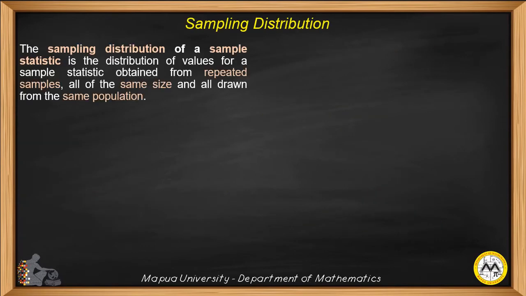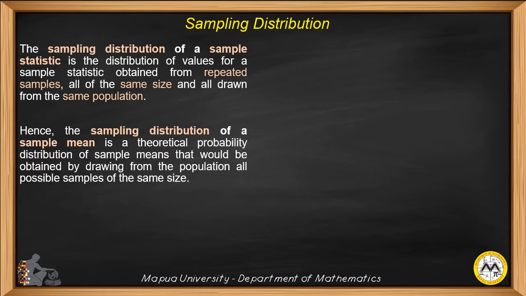Sampling distribution. The sampling distribution of a sample statistic is the distribution of values for a sample statistic obtained from repeated samples, all of the same size and all drawn from the same population. So we are considering a repetitive sampling procedure. We're going to obtain a sample from a group of population and we're going to try it several times and prove that it is not by chance alone.